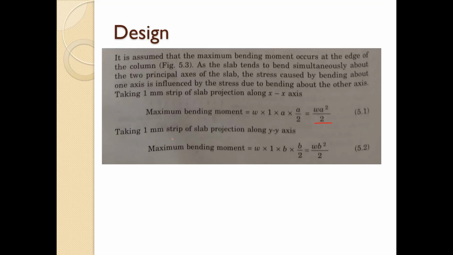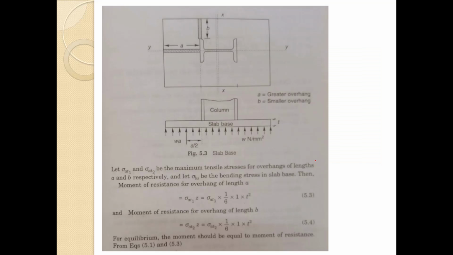So now here you can see we'll get the bending moment, that is W A square divided by 2. Again same we are taking in the y direction, so it will become W B square by 2. Now sigma b1 and sigma b2 will be the maximum tensile stresses for the overhang of lengths A and B respectively, and sigma bs be the bending stress in the slab base. Then the moment of resistance of the overhang of length A will be sigma b1 into Z, that is this stress into section modulus.